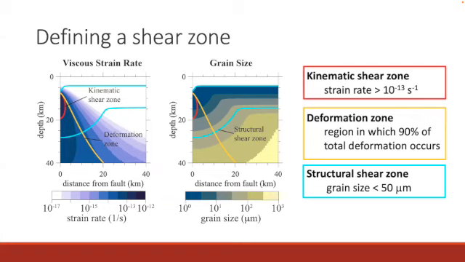To facilitate comparison between simulation results and different types of observations, Laurent and I developed 3 quantitative definitions of a shear zone. First, the kinematic shear zone, shown in red, is the region in which the viscous strain rate is elevated above 100 times the background strain rate from tectonic loading, or 10 to the minus 13 inverse seconds. Second, the deformation zone, shown in yellow, is a measure of the degree of localization and is defined as the region within which 90% of the total deformation occurs from both fault slip and distributed viscous strain. And third, the structural shear zone, shown in cyan, is the region in which the grain size is less than 50 microns, corresponding to the region within which mylonites might form.